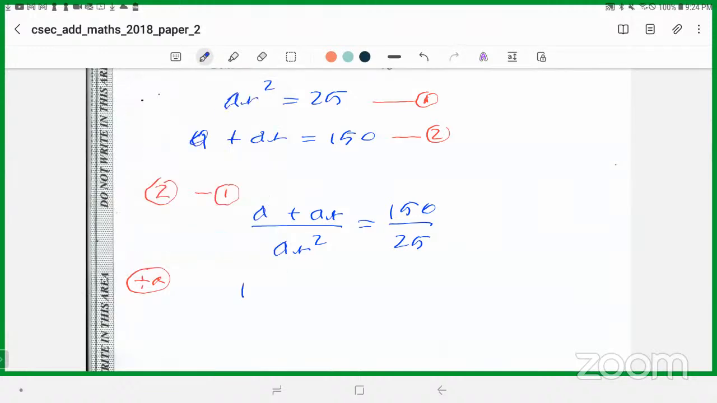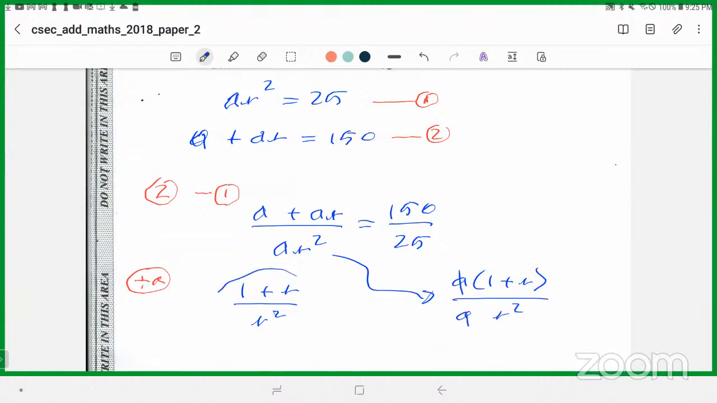Divide this by A, it becomes plus R. Divide this by A now, it becomes R squared. Another way to look at this, guys, is that you factorize the A. So let's look at it another way. If I were to factorize the A out of the numerator, it becomes A into 1 plus R divided by A times R squared. So the A cancels the A, and I'm left with 1 plus R over R squared. That's another way to look at it. All right? Many ways to skin the same cat.